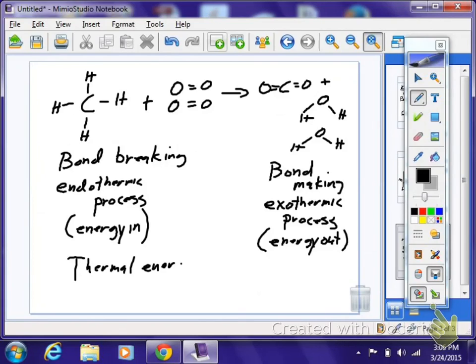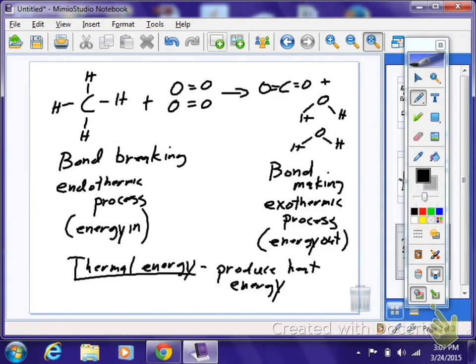And everybody knows thermal means what? What's another word for thermal? Heat. Okay? Produces heat energy. Okay. So any questions or comments? Takes energy to break bonds. We get energy out when bonds form. If the energy is greater on this side than this side, then we have thermal energy produced.